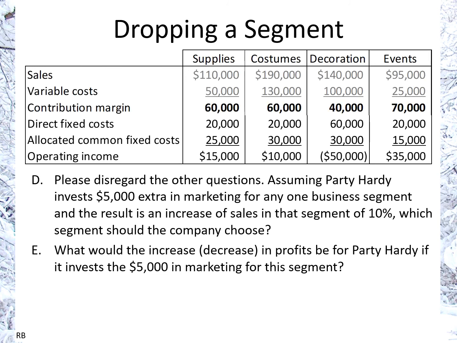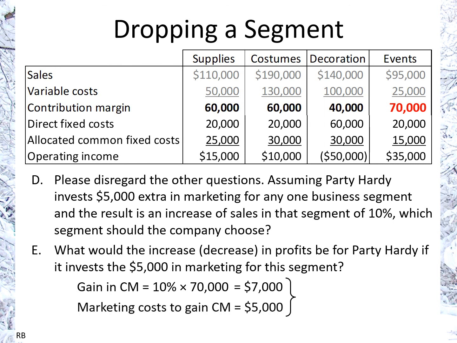Well, how do we do that? First of all, we're focusing again on the contribution margin, as we mentioned before. And so we can disregard the changes, because the sales and the variable costs will change by the 10% in whichever case we choose. But as we can see, where do we get our biggest contribution margin? It's clearly from the events. So the events is where we're going to focus and put our investment. So now let's calculate what the gain would be. The gain is $7,000. It's 10% of the 70,000. So we now compare that to the marketing costs. That's 5,000. So in net, we have a $2,000 increase, and that's our answer.